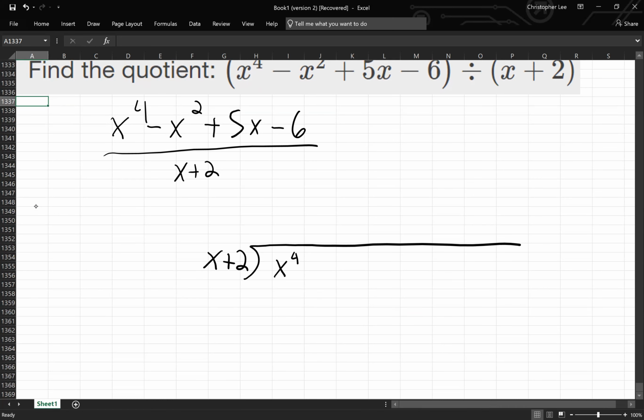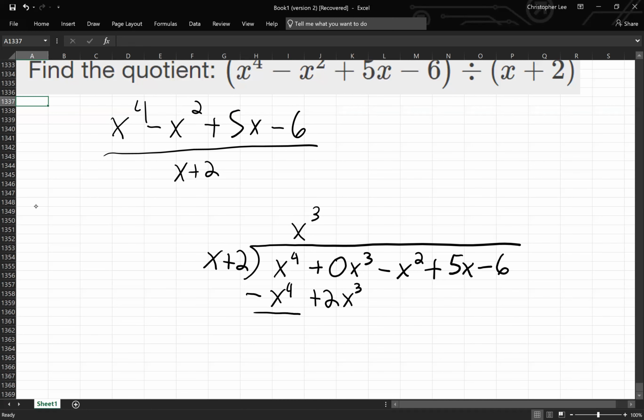So I have x to the 4th, but notice I don't have an x to the 3rd term, so I'm going to add that in. So plus 0x to the 3rd, minus x to the 2nd, plus 5x minus 6. Long division now, right? x goes into x to the 4th how many times? x to the 3rd times. And x to the 3rd times x is x to the 4th. And x to the 3rd times 2 is going to give me a positive 2x cubed.